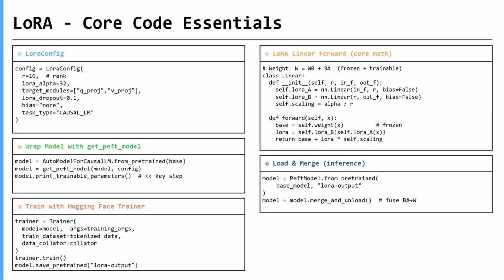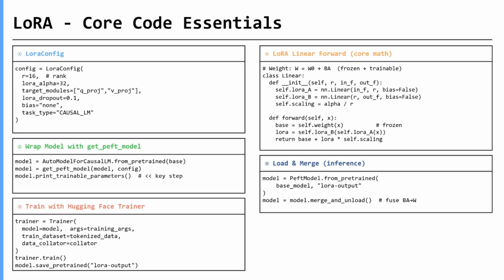And the second part is wrapping the model. Next you load your base pretrained model using AutoModelForCausalLM.from_pretrained, and then you wrap it with get_peft_model by passing in the model and the config. This is the magic step. It freezes all the original weights and injects the LoRA matrices A and B into the target modules. You can call model.print_trainable_parameters to verify, and you will see something like 0.01% of parameters are trainable. That's the whole point of LoRA.